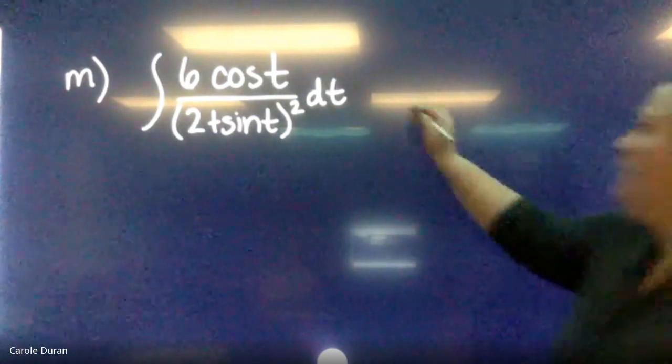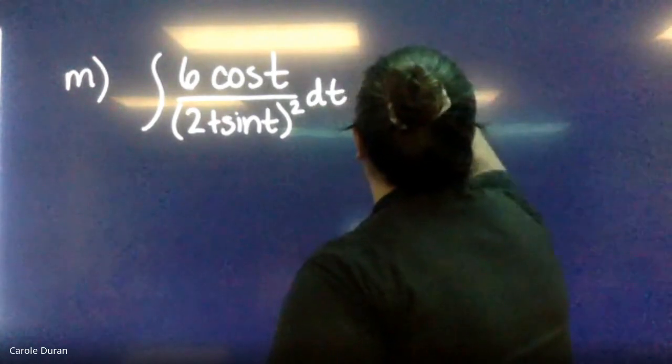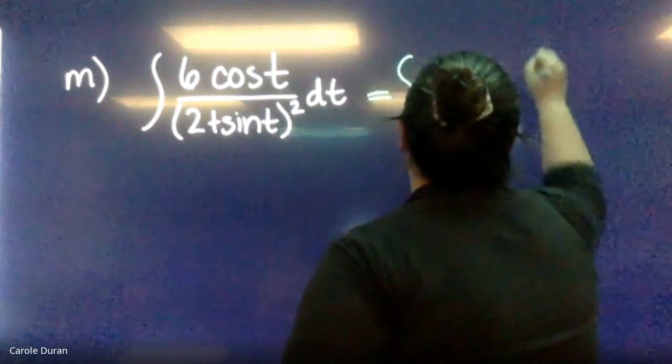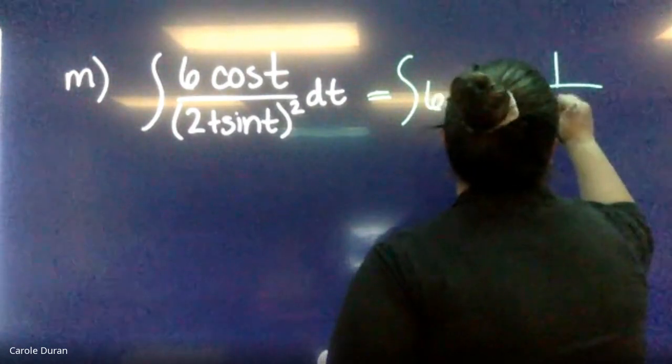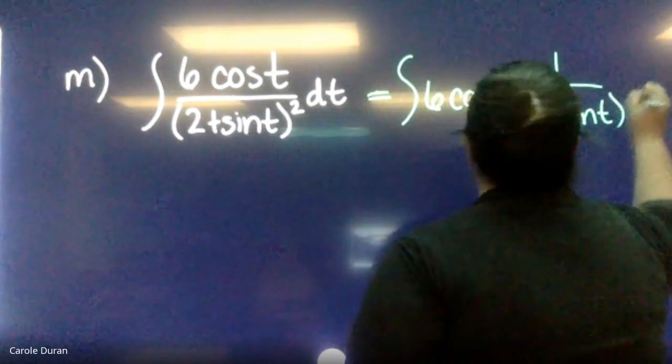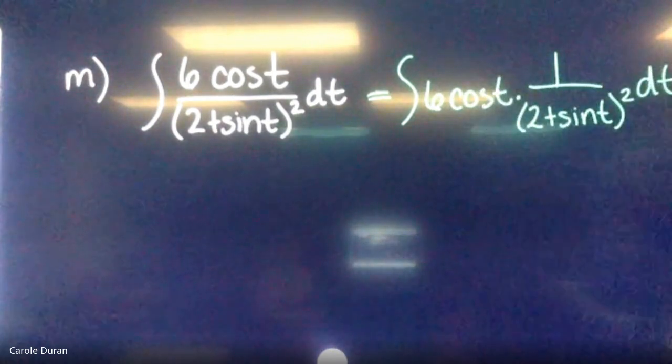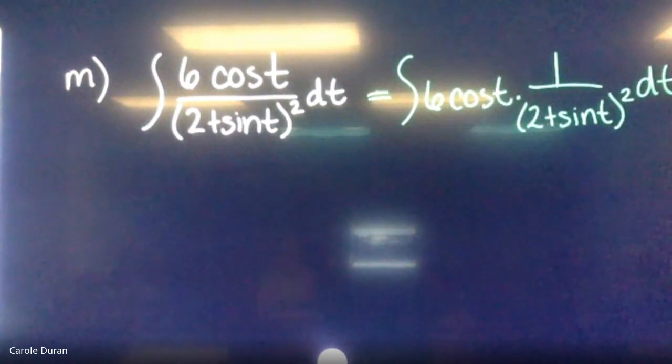Okay. What do I do first? Well, you could probably separate it. What do you mean by separate it? So 6 cosine t times 1 over. Wait, are these the ones with 2 in them? Okay, so I've got that. We just separate it to look a little bit nicer.